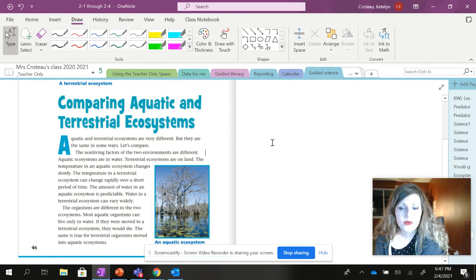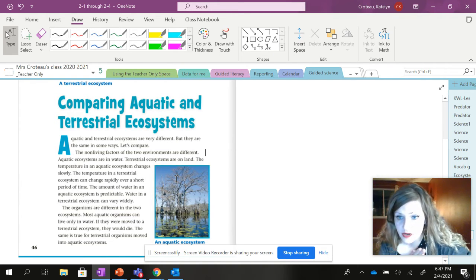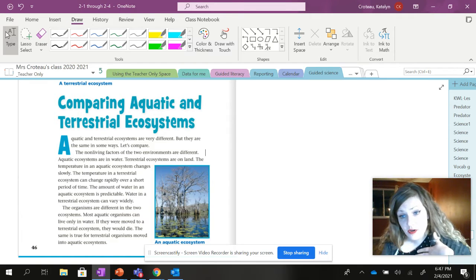And you're going to want to make sure you have the most important information highlighted. Like I recommended to you the other day, you may want to have the things that are the same highlighted in one color and the things that are different highlighted in a different color.